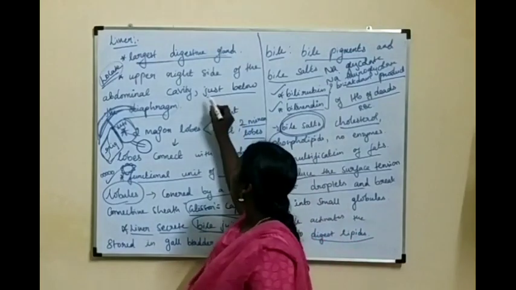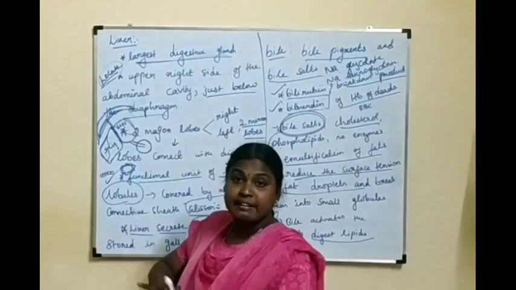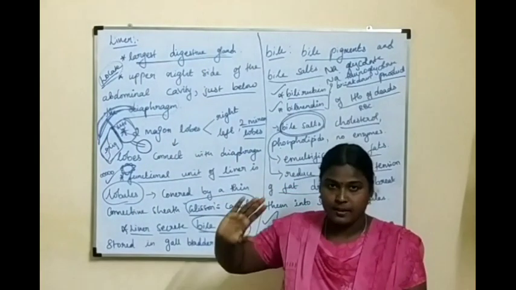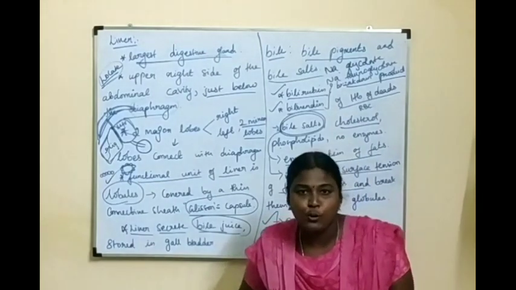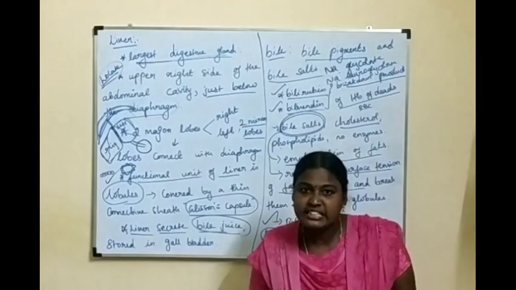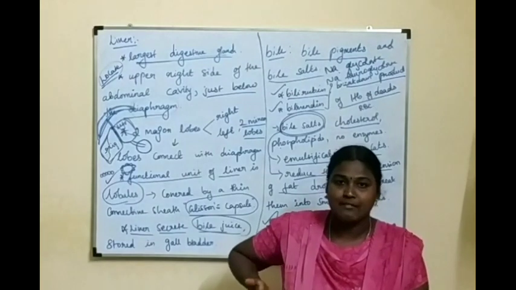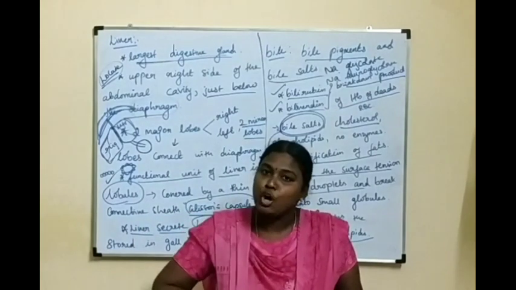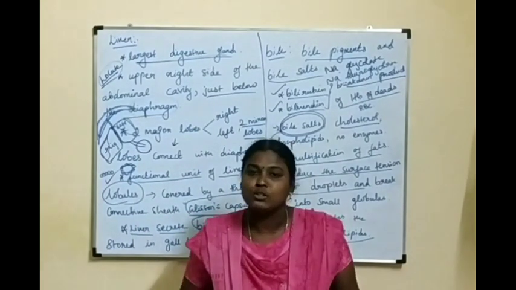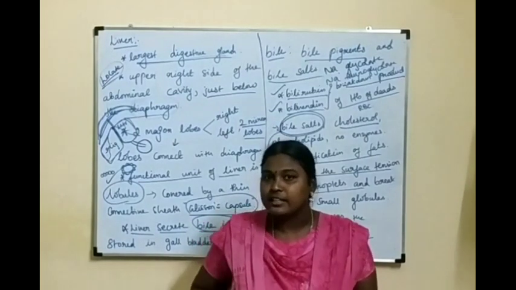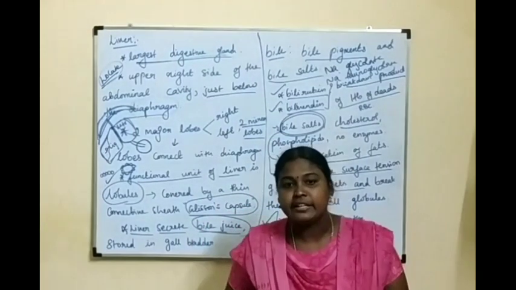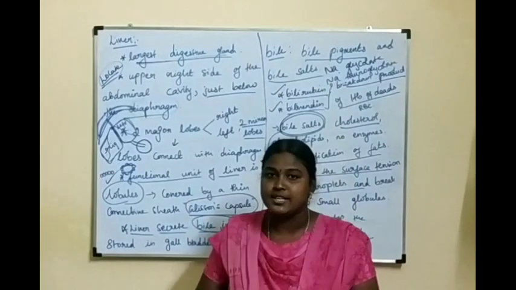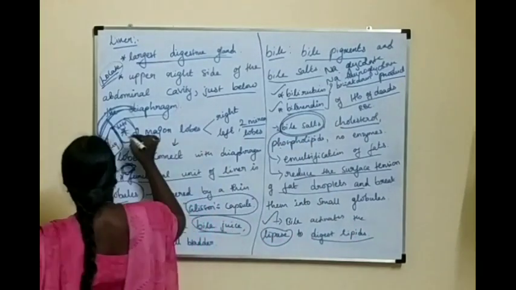Okay, so where is the liver located? On the right side, in the upper abdomen, and just below the diaphragm. The diaphragm is in the thoracic cavity. What is thoracic? From the neck to the upper abdomen region we call thoracic. The last part of this thoracic is the diaphragm. Below the diaphragm, in the upper abdomen on the right side, is the location of the liver.